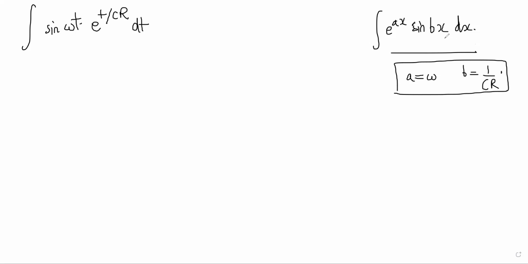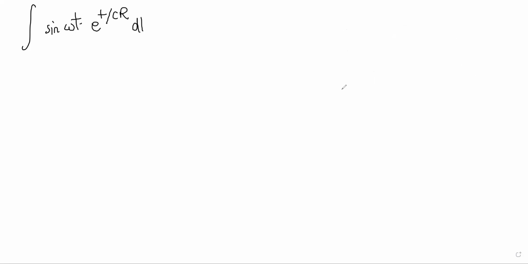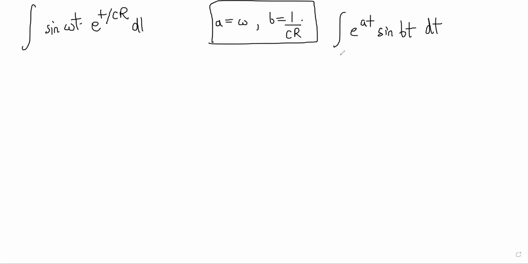So how do we do this integral? You should be able to do it. Find this integral. Don't solve with ax and all, solve this one: find the integral of e power at sine of bt dt. Later, we'll put a and b in that. Solve this integral. I'll be back in 2 minutes to solve it.